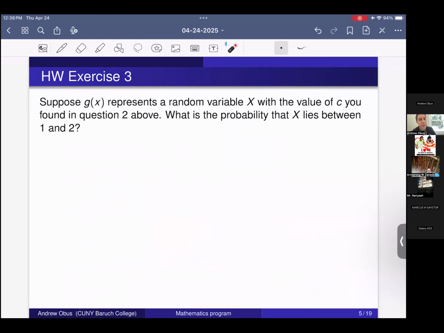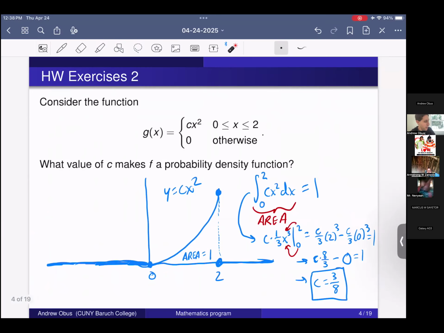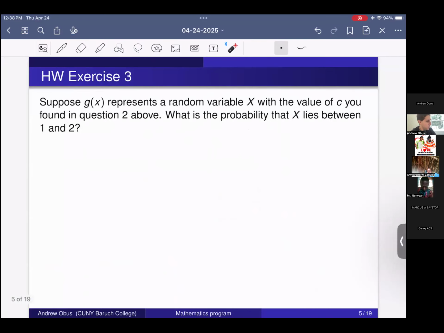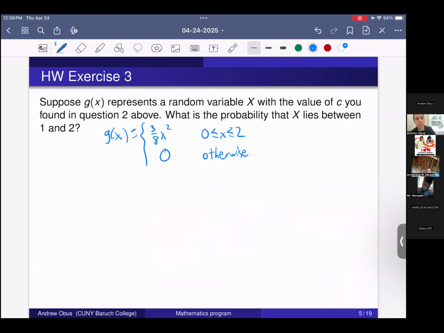Suppose that g of x represents a random variable x with the value of c that we found in question 2 above. So we're just talking about this previous function, but now with c equals 3/8, right? So g of x equals 3/8 times x squared for x between 0 and 2, and 0 otherwise. And now the question is, what is the probability that our random variable, which could, in theory, take any values between 0 and 2, actually takes values between 1 and 2?